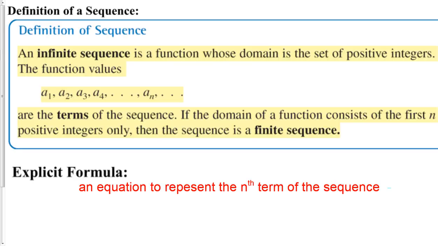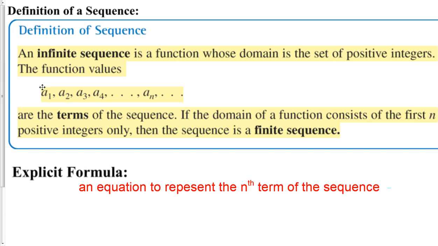Today's lesson is on sequences and series. The definition of a sequence: an infinite sequence is a function whose domain is the set of positive integers. The function values a sub 1, a sub 2, a sub 3, and so on, are the terms of the sequence. If the domain of a function consists of the first n positive integers only, then the sequence is finite.